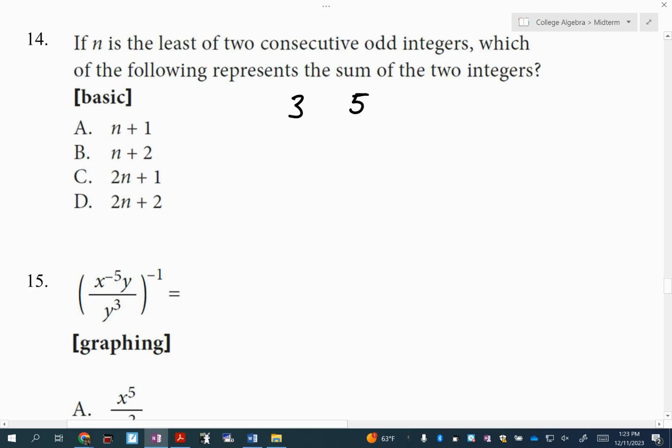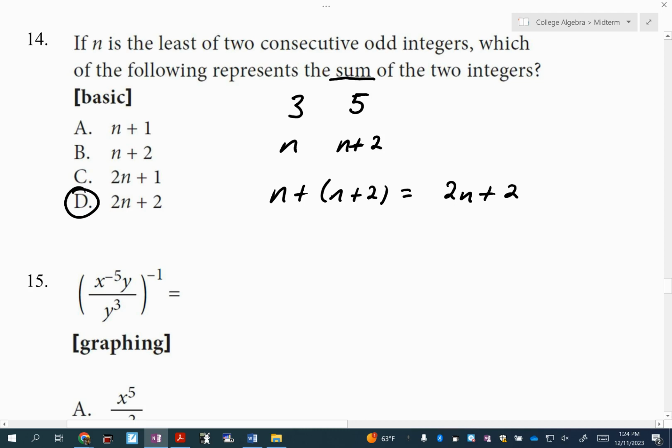For some reason, my brain always goes back to sometimes 0 and 1 can be a little bit tricky or maybe don't have the same characteristics. So I just chose the next two. So this is n. Then I could rewrite 5 as n plus 2. And it says which of these represents the sum of these two integers. So what is n plus 2? That'd be 2n plus 2, which is D.